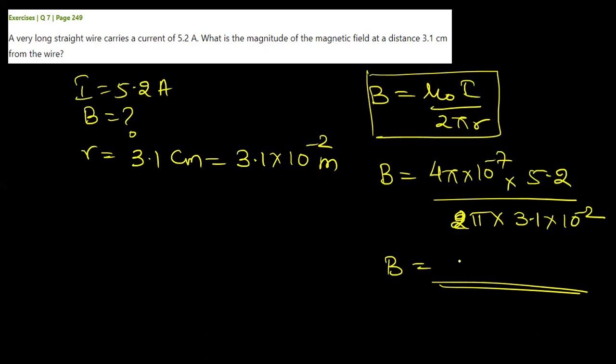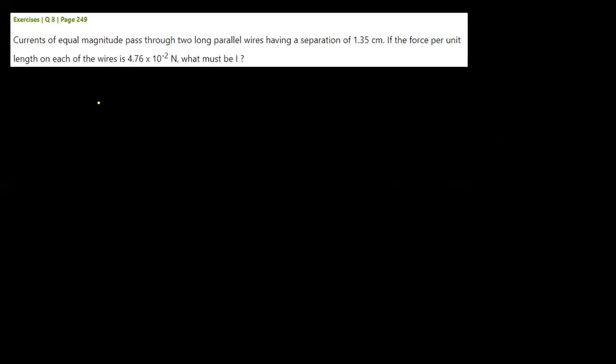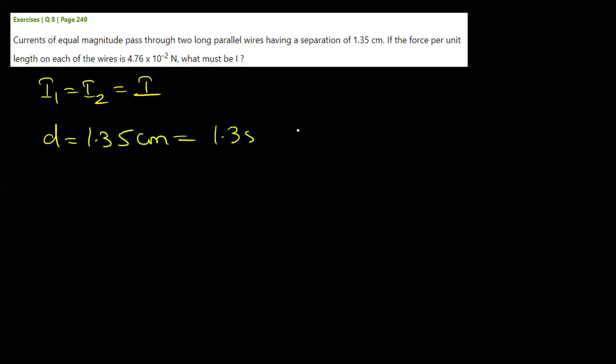That is 3.35. Nearly this will be 3.35 into 10 to the power minus 5 Tesla. This will be your magnetic field. Currents of equal magnitude. So I'll take I1 equal to I2 equal to I. Equal magnitude current passes through two long parallel wires having separation. Separation between the two wires is 1.35 centimeters, to meter.